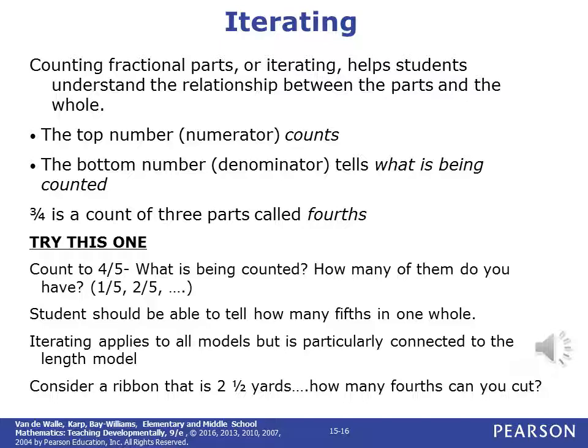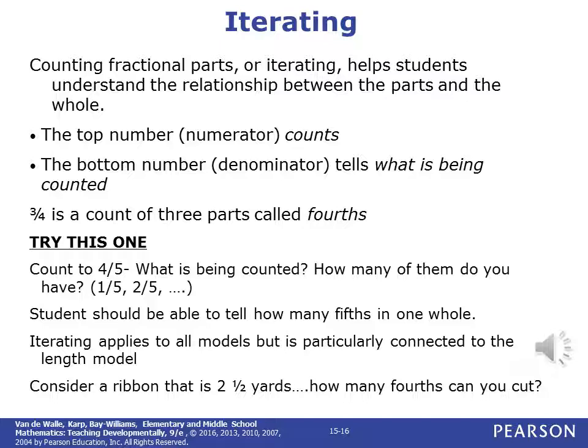In whole number learning, counting comes first, and this helps students to add and later subtract. And this is also true for fractions. Counting fractional parts, or what we call iterating, helps students understand the relationship between parts, the numerator, and the whole, the denominator. The top part, your numerator, represents the counts that are being made, and the bottom tells students what is being counted and how many. Counting fractional parts can be done in so many different ways.